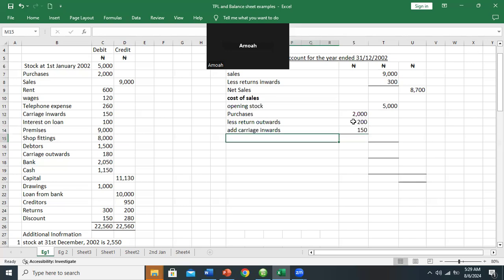So our net purchases will be equal to 2,000 plus carriage inwards of 150, minus return outwards of 200. So these are net purchases. We add it on to the opening stock to get the cost of goods available for sale.